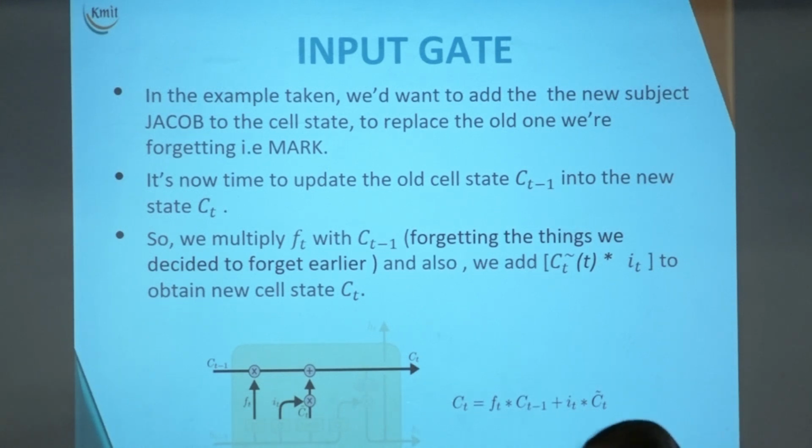Clear enough? Subject of the sentence is changing. So that change, discard Mark and keep Jacob, has to be told by forget gate and then implemented by input gate. Create a new candidate vector for Jacob. Clear enough? Yeah. So now it's time to update the cell state C(t-1) into C(t), and for that you have to multiply the previous cell state C(t-1) with the forget gate output. So if the forget gate output is 0, previous memory is lost, new memory is created. Clear enough?